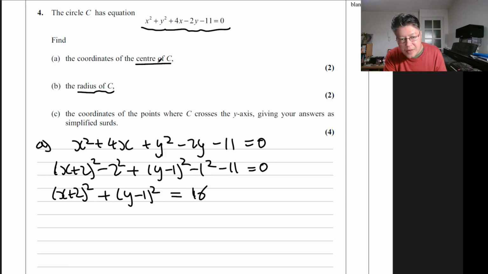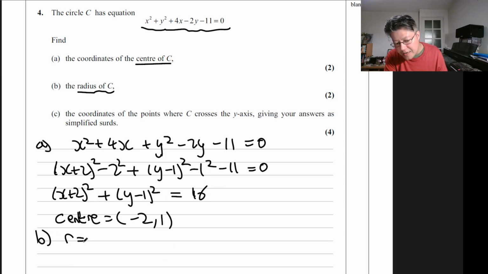And now we can answer part A, the center of the circle. We can read it off from here. It's the opposite of this number and the opposite of that number. So the center is minus 2, 1. And then part B, for the radius, it should be the square root of 16. So the radius is root 16, which is 4, positive 4.